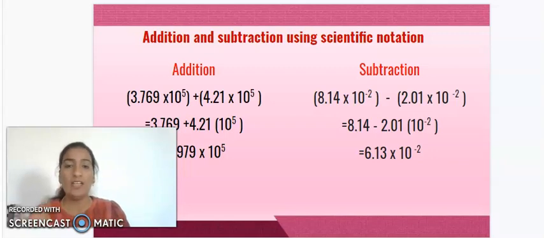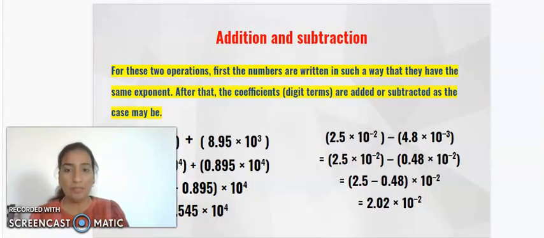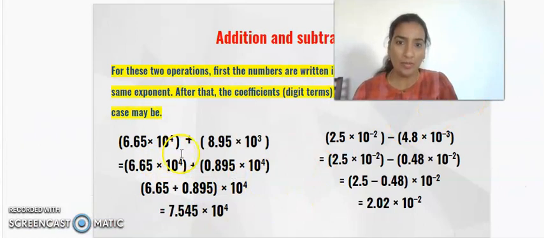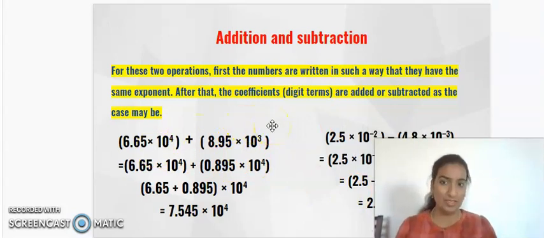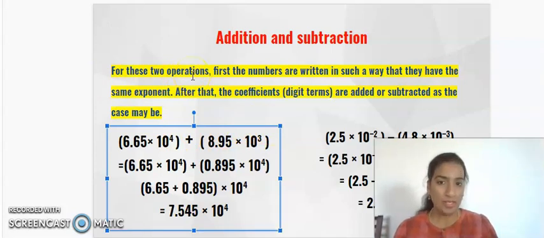Now let's see if the power is different. Take 6.65 into 10 to the power 4 plus 8.95 into 10 to the power 3. In this case, the powers are different, right? First, the numbers must be rewritten in such a way that they have the same exponent. After that, the coefficients are added or subtracted as the case may be.